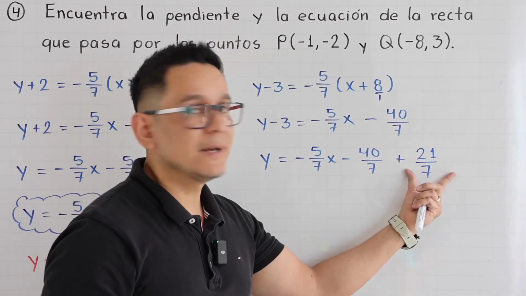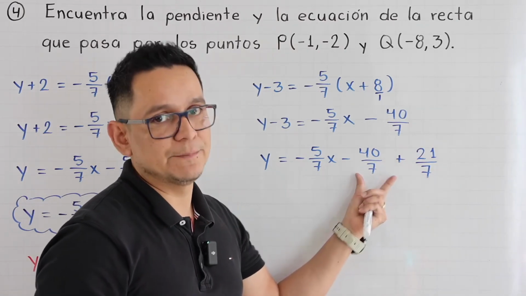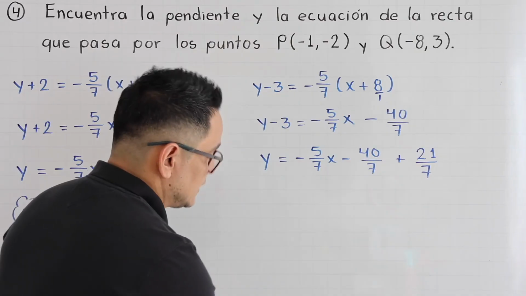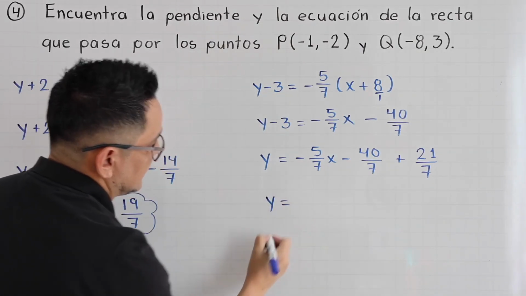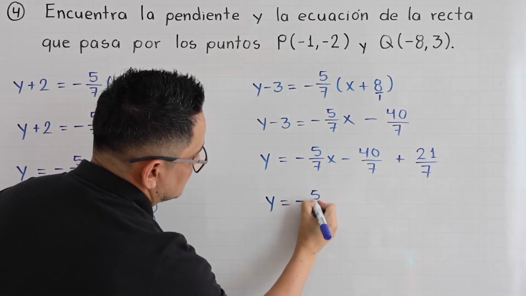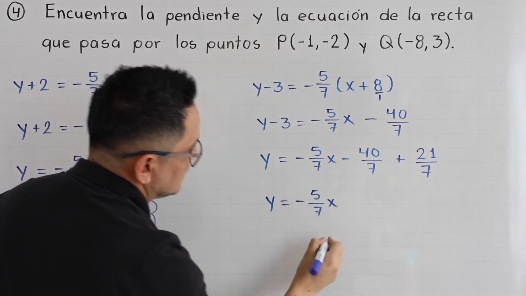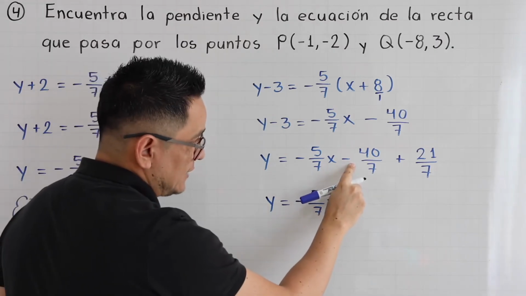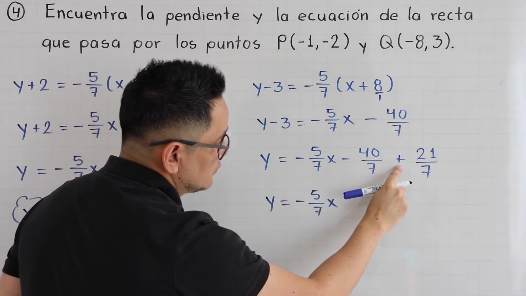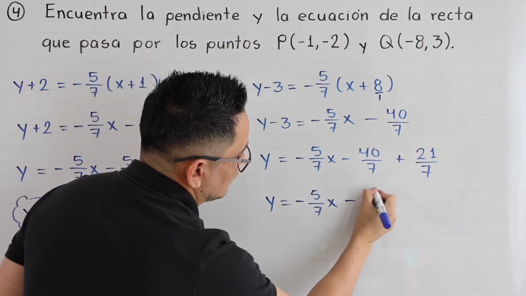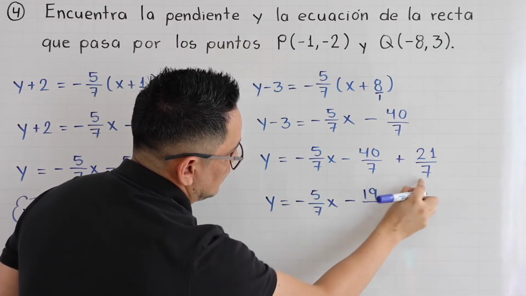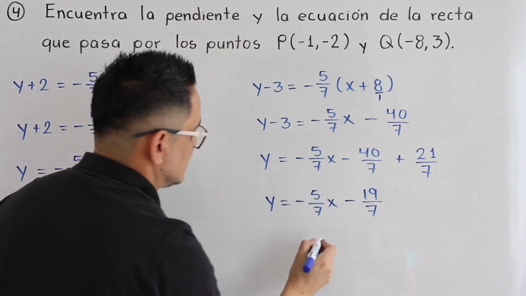Why did I convert it to sevenths? Because we also have sevenths here. And that allows me to have fractions with a common denominator. So finally, I end up with y equals negative 5/7 of x. And here we have negative 47 plus 21/7. So we do negative 40 plus 21. That gives me negative 19. Negative 19 what? Well, sevenths, that's it.